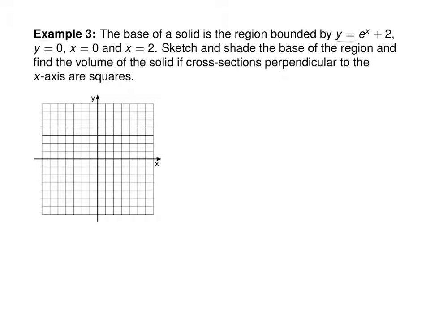So first, sketch e to the x plus 2. That is the e to the x curve shifted up 2. Also notice that e to the 0 is 1. So this will go through the point 0, 3, because 1 plus 2 makes 3. And it's going to have a horizontal asymptote here at 2. And its exponential growth increases pretty quickly.